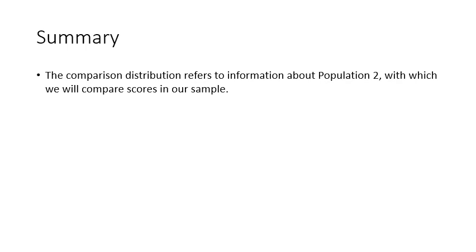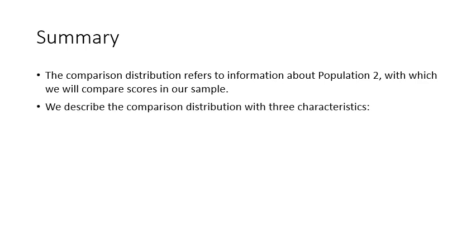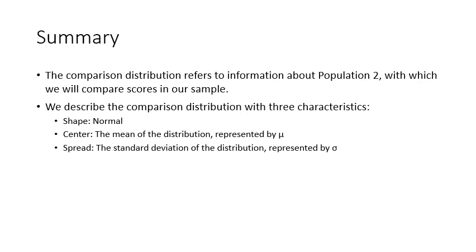So to summarize, the comparison distribution refers to information about population 2 with which we will compare scores in our sample. We describe the comparison distribution with 3 characteristics: the shape, which will be normal in our class, the center, which is the mean of the distribution represented by mu, and the spread, the standard deviation, represented by sigma. And we're always referring to that comparison distribution in step 2, not the sample.